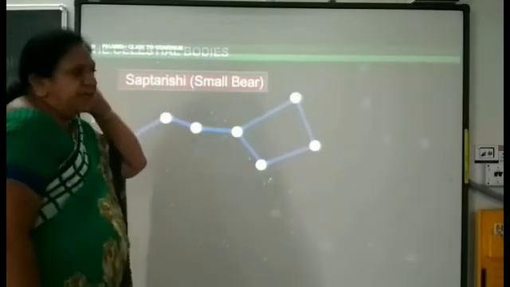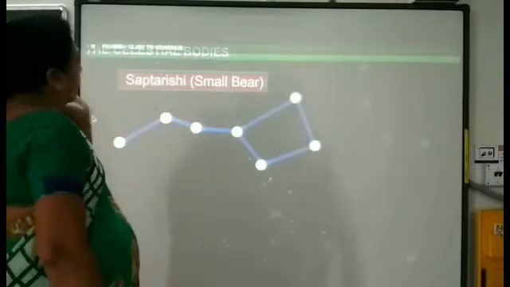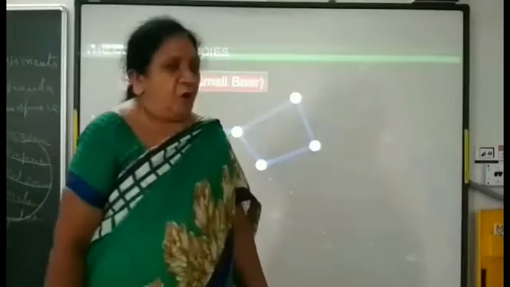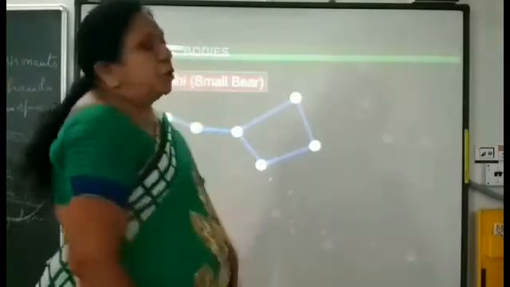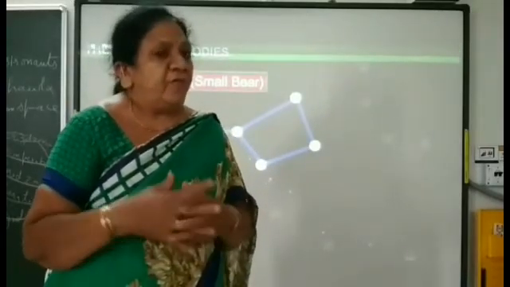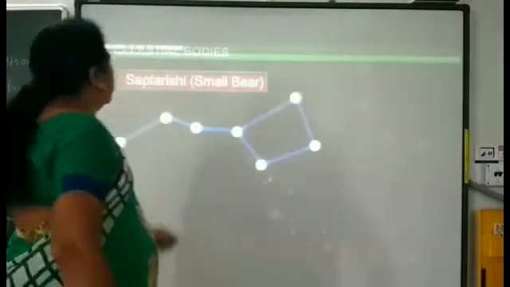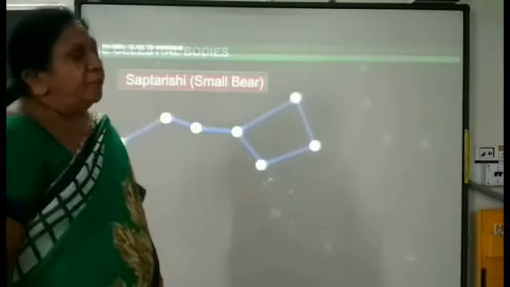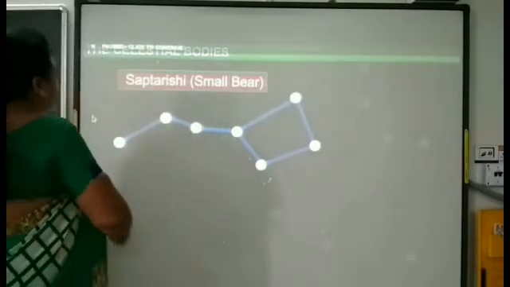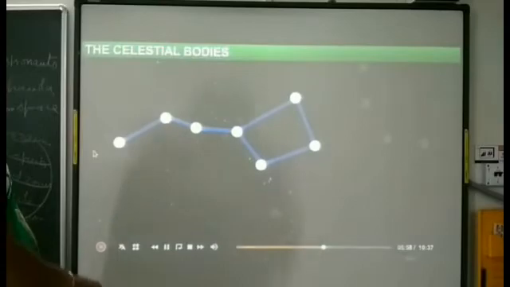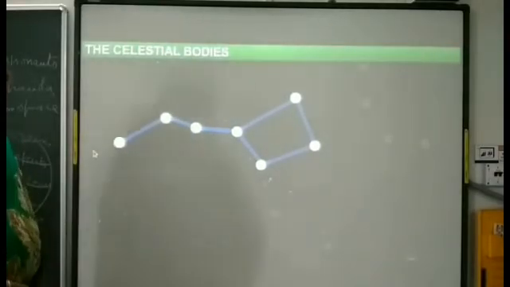Saptarishi means it is named after the Rishi. So this is how your names are kept. On these stars, your names are kept, depending on which stars were there when you were born. With the help of that, you can get your name in Hindi. Saptarishi means the 7 sages.